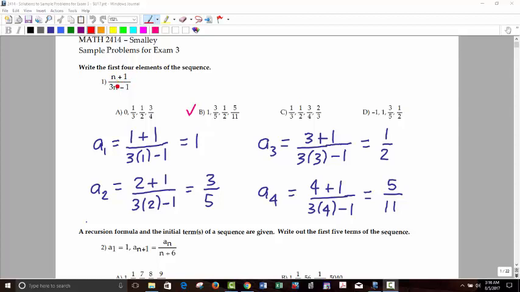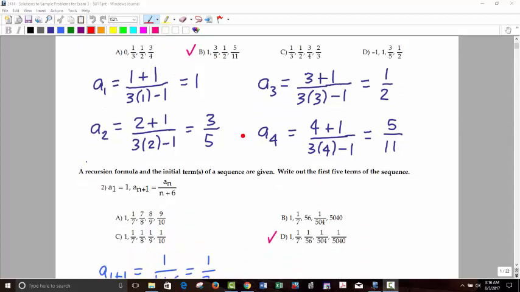You have n plus 1 over 3n minus 1. Usually it will say like an equals in front of that, but this one did not. That's okay. And you see what I did here? I put 1 in there for n to get the first term, a1, and put 2, put 3, put 4, right into that formula. Pretty easy. Shouldn't be too much explanation required for that. Pretty straightforward. Let's take a look at number 2.